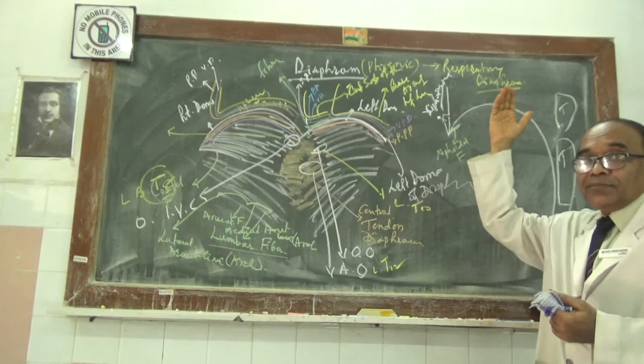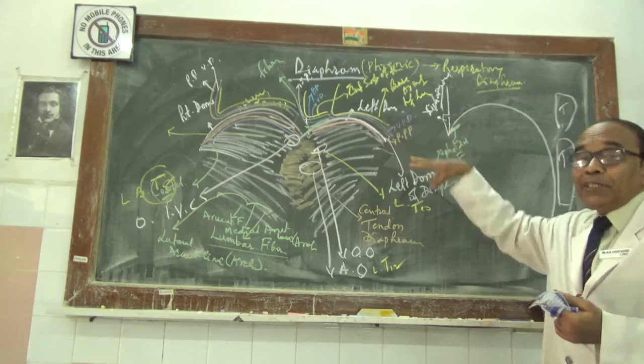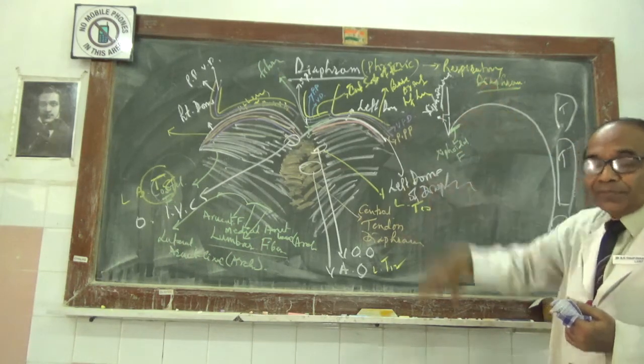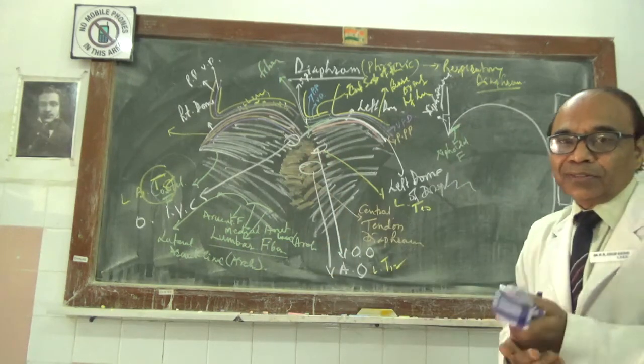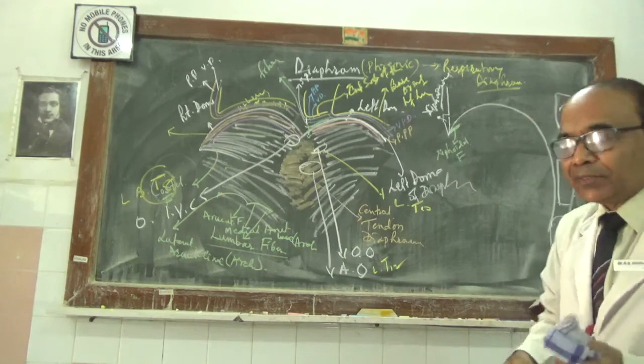Then this will be supplied by the phrenic nerve. If the phrenic nerve is damaged, there will be paralysis of this diaphragm.